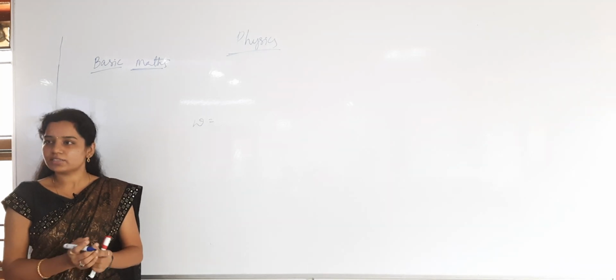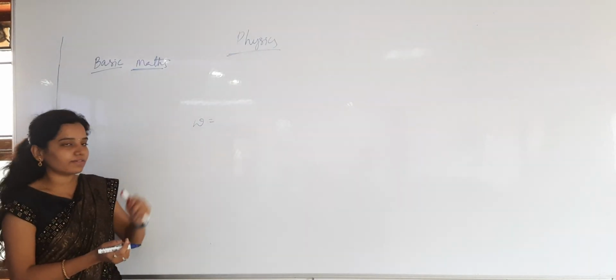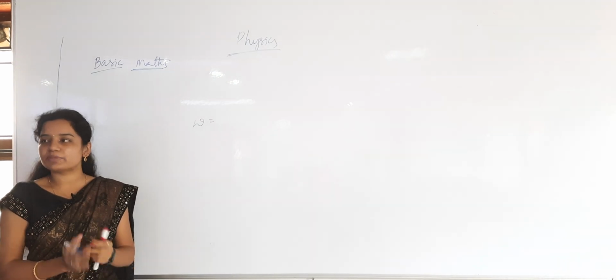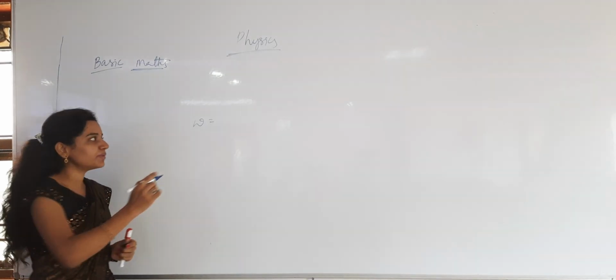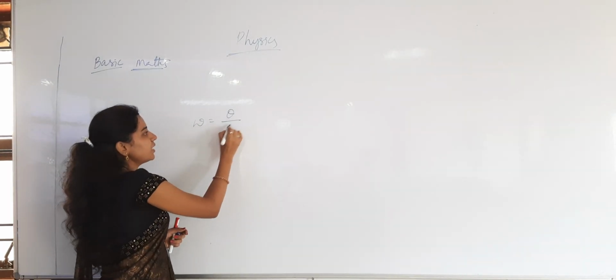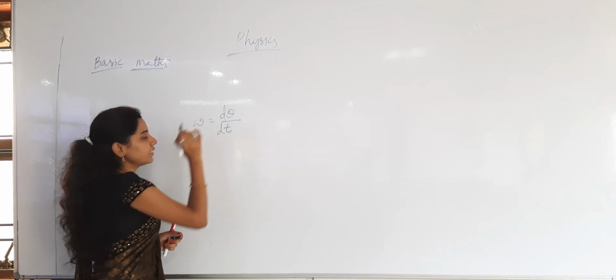Displacement by time only. Then angular velocity is nothing but angular displacement by time. What is the angular displacement here? Theta is the angular displacement, so omega is d theta by dt.